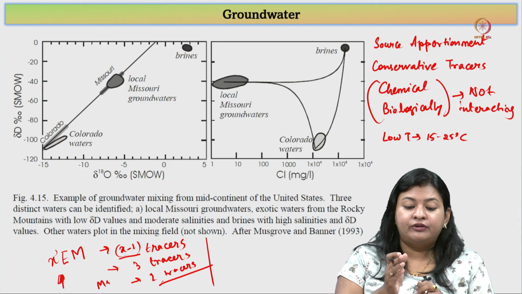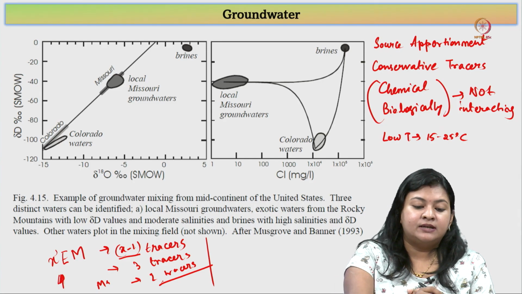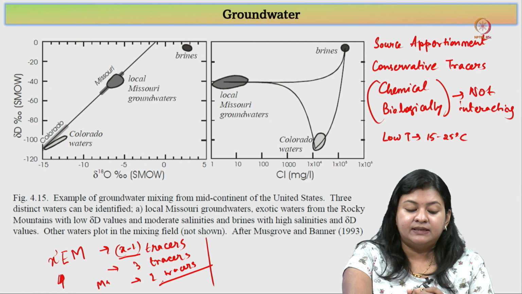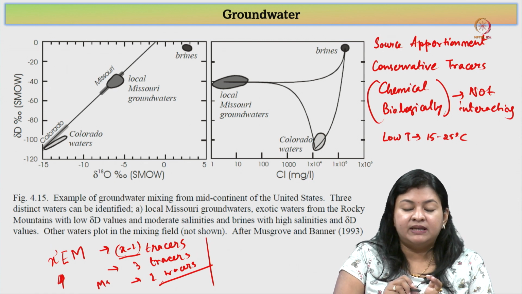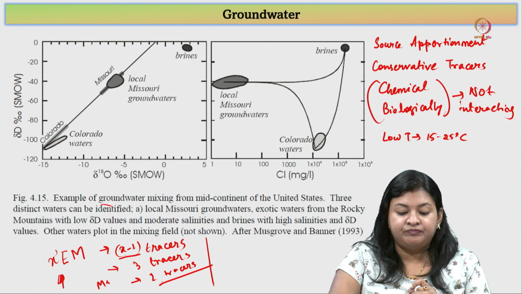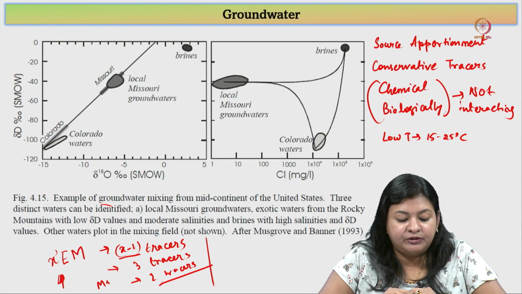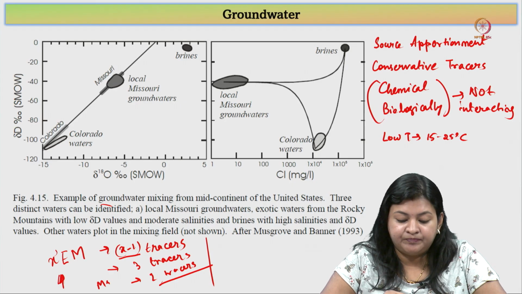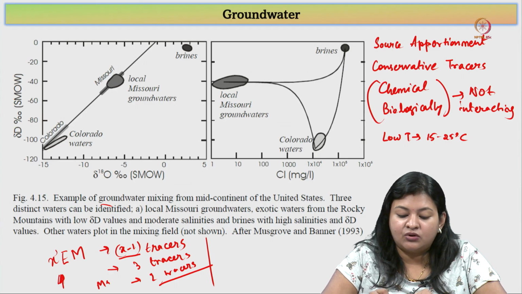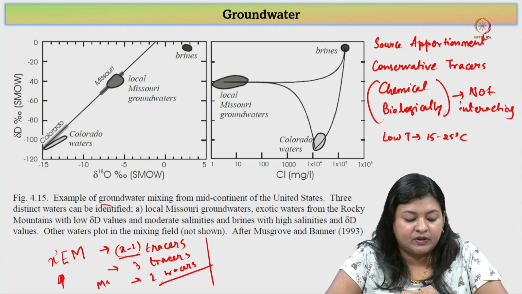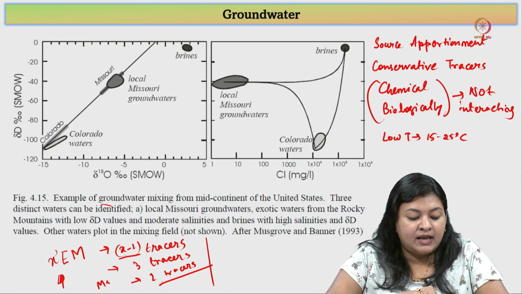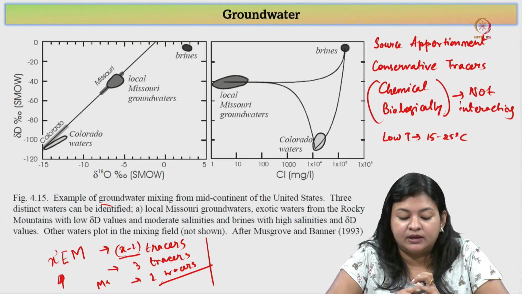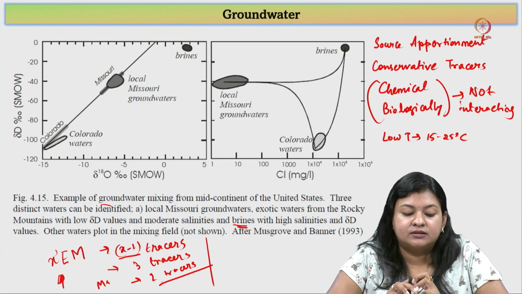For instance, here you see that they are trying to trace the mixing that is happening in groundwater from different sources. So, one is the local Missouri groundwaters, then there are the exotic waters from the Rocky Mountains with low delta D values, and there is another which is brine. Okay. So, there are 3 distinct waters.